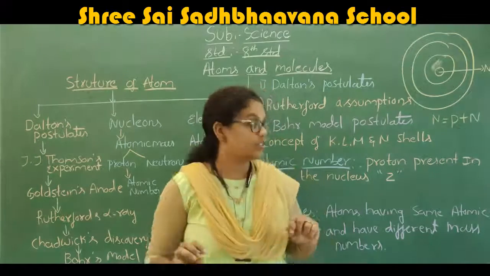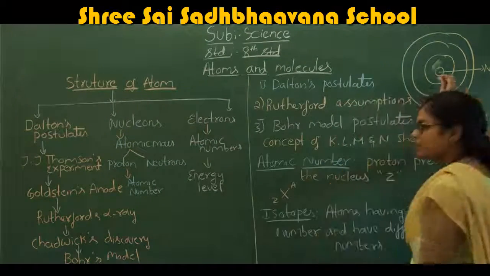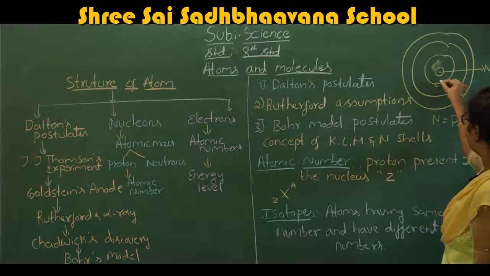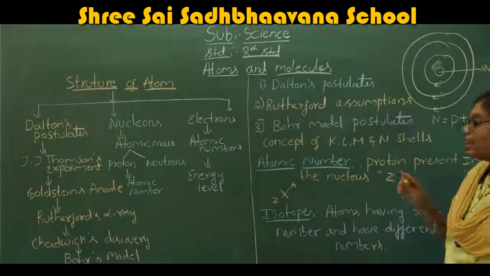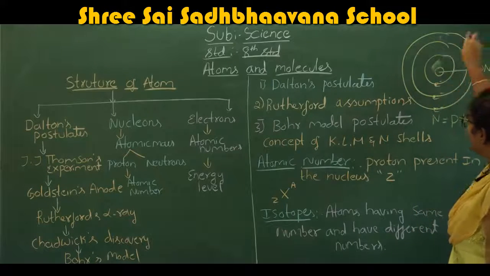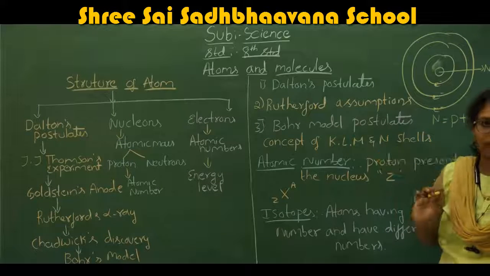Neutrons are neutrally charged, and the remaining part, the circle, the orbital, is covered by the electrons. Electrons are revolving around the nucleus in the respective orbitals.